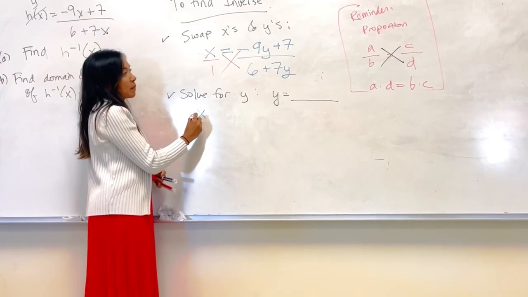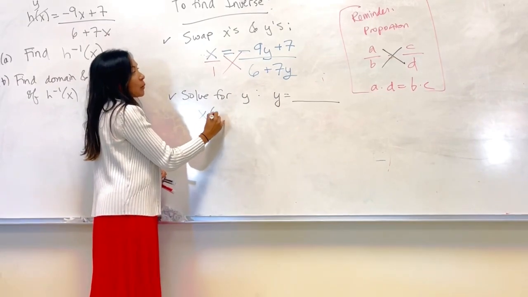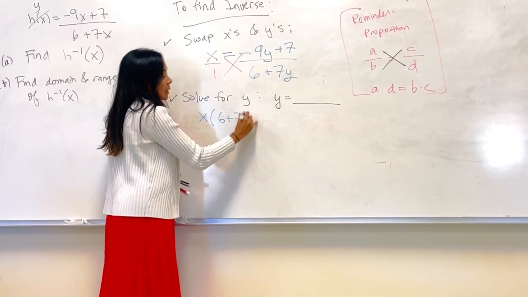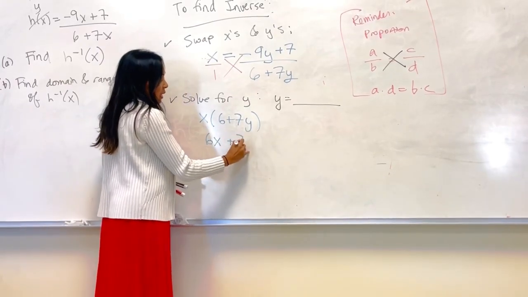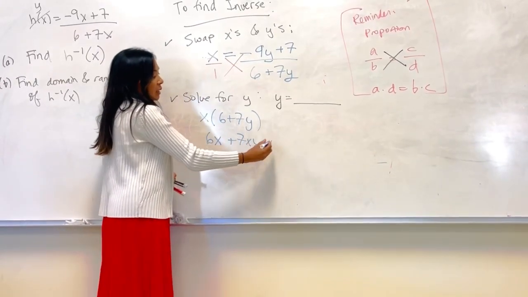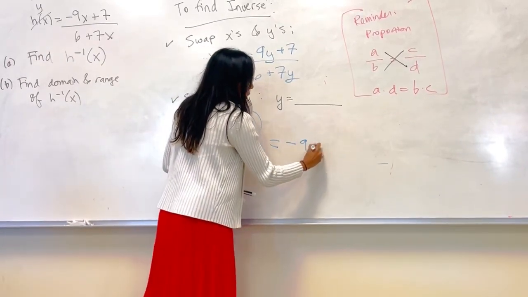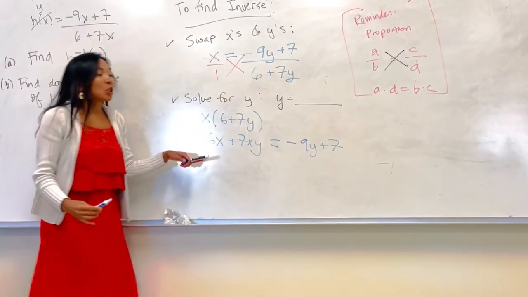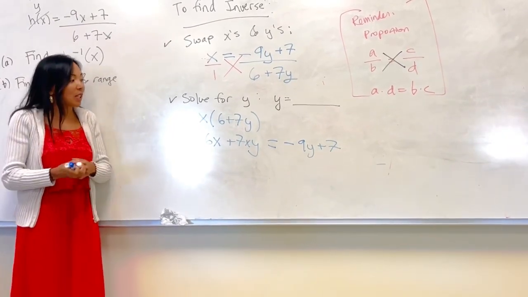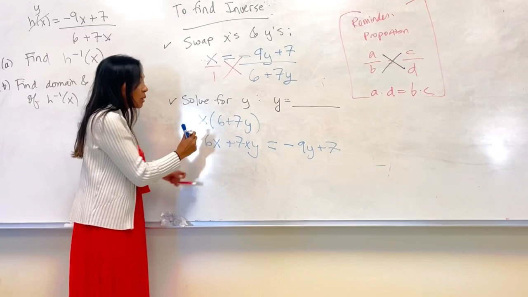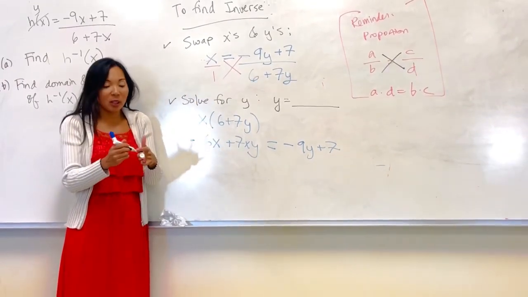6x plus 7xy. Great, so first we multiply this through, 6 times x plus 7y, which, like you said, is 6x plus 7xy, is equal to negative 9y plus 7. Okay? No more fractions, right? So again, a review of what we did in the beginning of the semester: how do you get rid of fractions? If they're proportions, then you just cross multiply, shortcut.